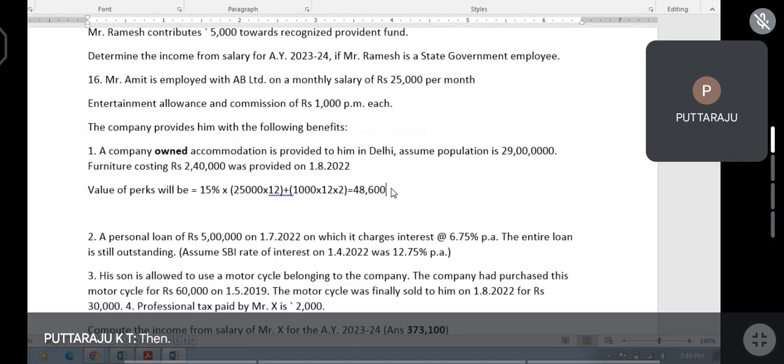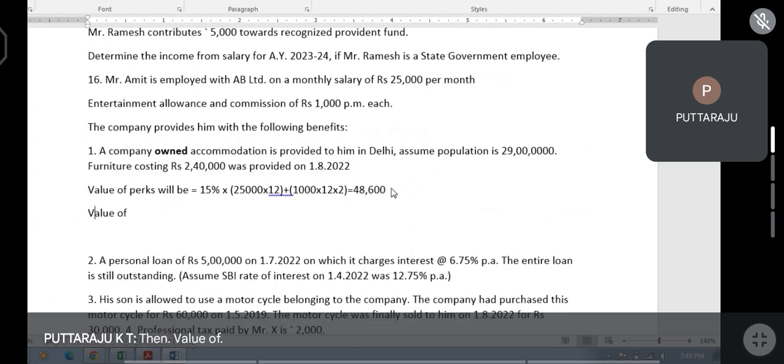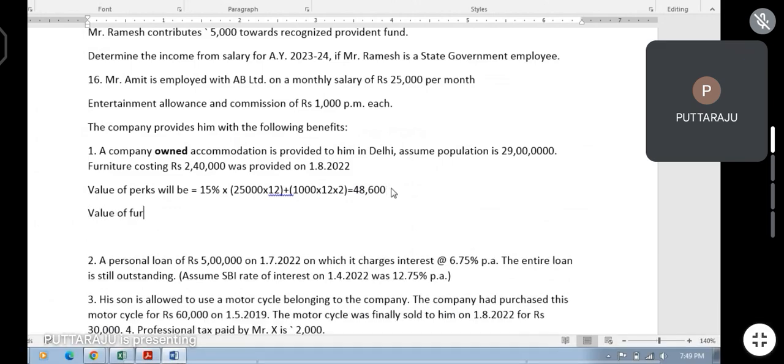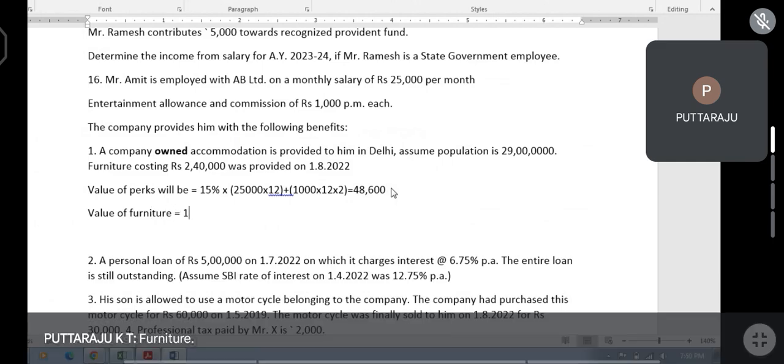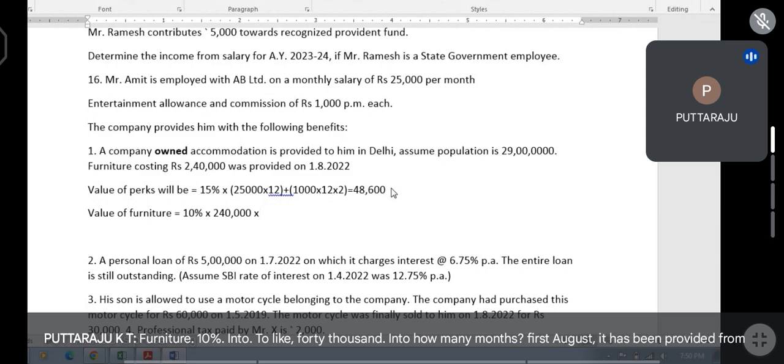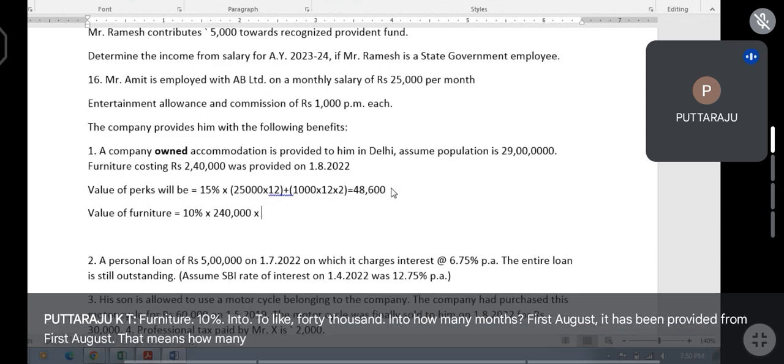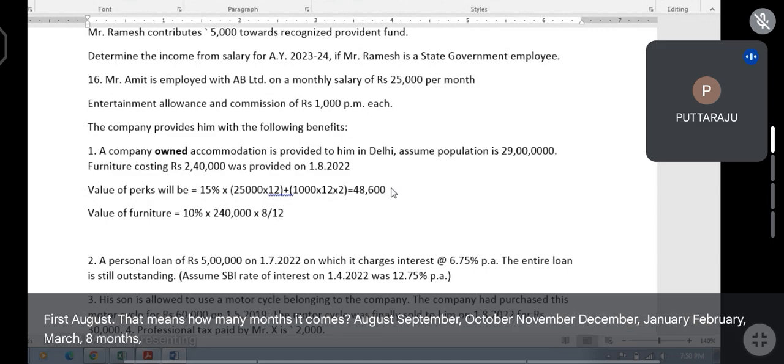Then value of furniture, 10% into 2,40,000, into how many months? It has been provided from 1st August. That means how many months does it come to? August, September, October, November, December, January, February, March. 8 months divided by 12.